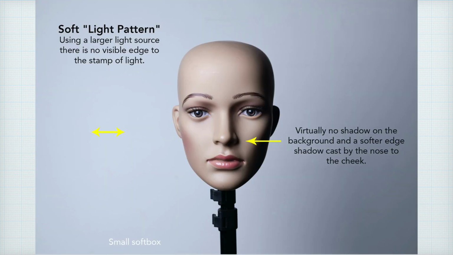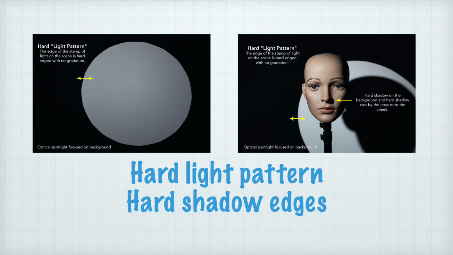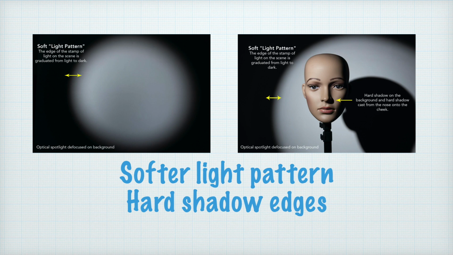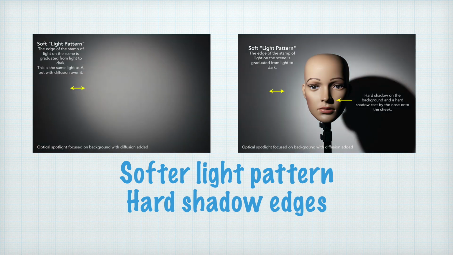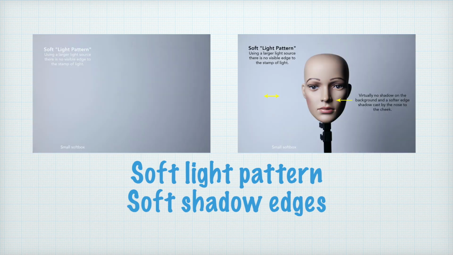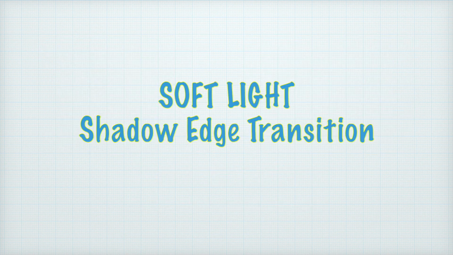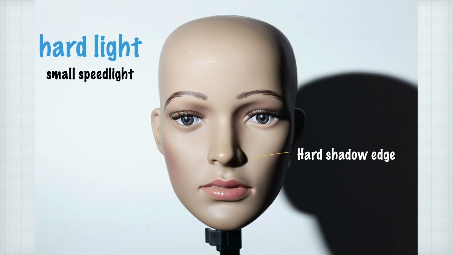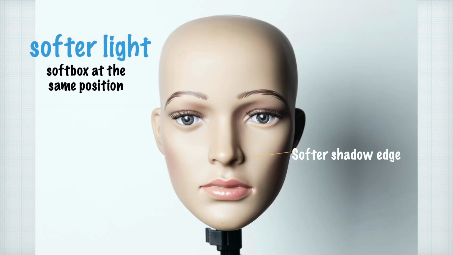Then we have a small softbox, which because of its larger size gives us a softer shadow edge. Here are the side-by-side views of the light patterns and the shadows on the subject. Let's get away from the spotlight and look at a speedlight and a small softbox. The speedlight is small and inherently hard. The nose casts a hard shadow on the cheek, and the head casts a hard shadow on the background. A softbox at the same position gives us a softer nose shadow and almost no shadow on the background.